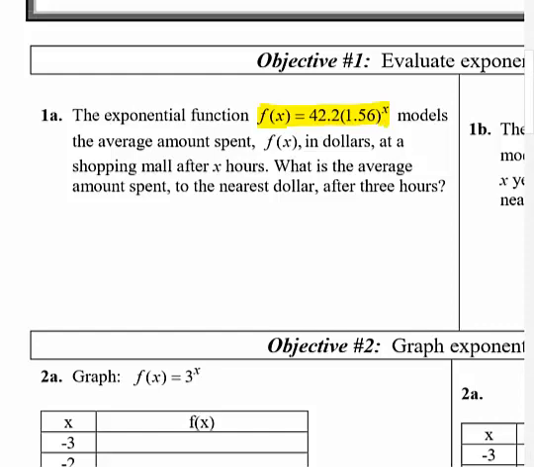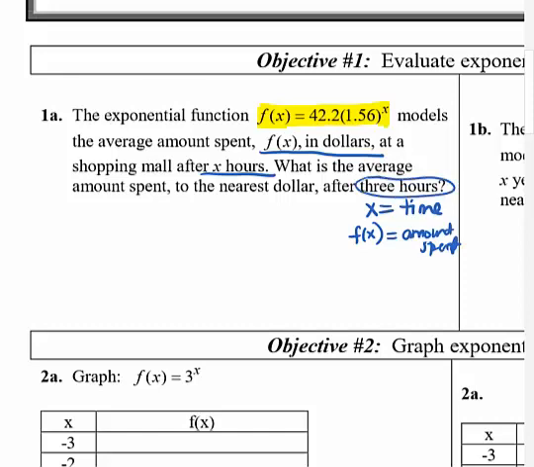Let's see. Notice that they said f of x is in dollars, because that's the amount spent, and then x is hours. So it reminds me of what I need to do. X is time, and f of x is the amount spent. That way, if they give me a number, I know what to do with it. They told me 3 hours, so either I'm going to replace 3 for x or replace 3 for f of x. But hours is time, so that must be an x value.